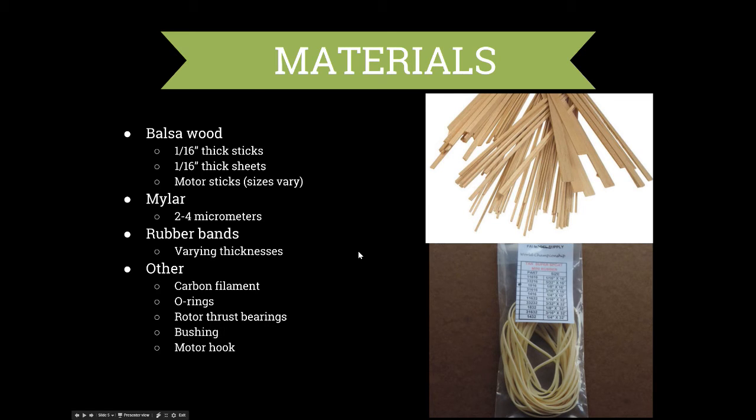And for other materials, you might need carbon filaments, or piano wire. Basically, these are for making the motor hook that you'll use to attach your rotor to the rubber band motor. And O-rings are used to tie onto the rubber band motor so that the rubber band motor is attached indirectly to your helicopter. Not all people use this, but it's a good idea because it prevents the rubber band from breaking as easily. Because when you wind it too much, breaking the rubber band will be a huge issue.